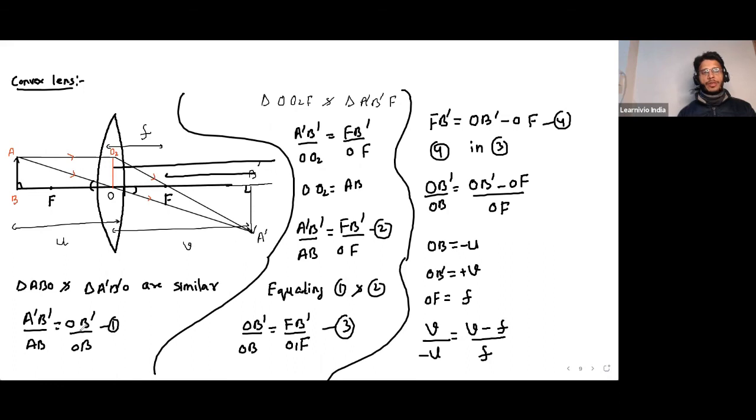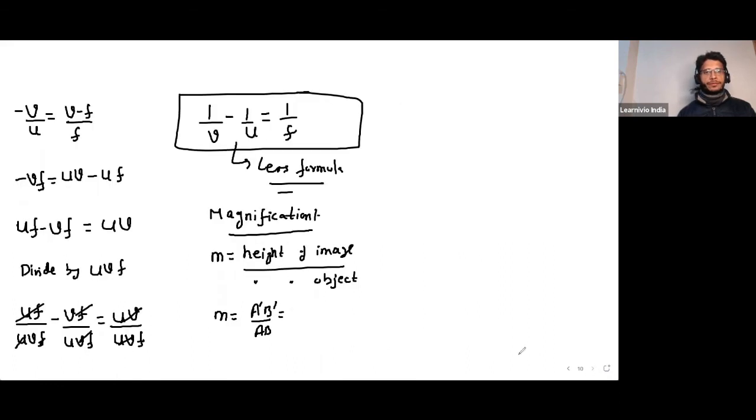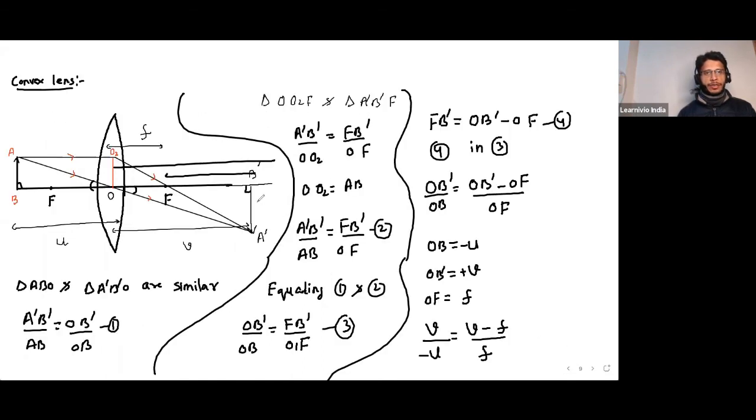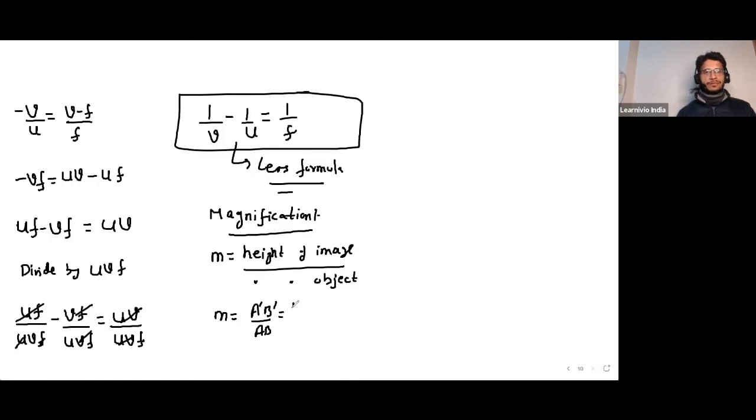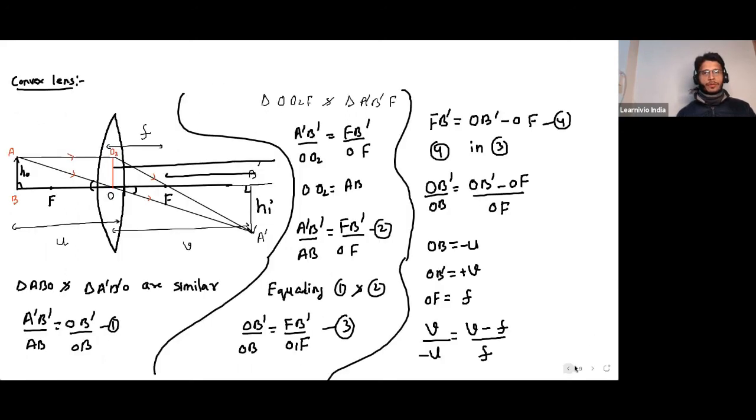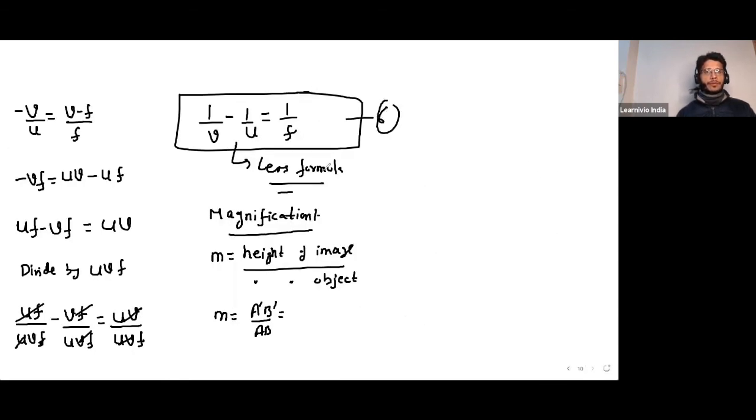And see here, A prime B prime by AB is OB prime by OB. This is height of image, and this is the height of object. See, image is inverted, it's upside down, so this hi is negative. So you can say this is minus of hi by AB, which is ho. So this was equation number 5, right? This is equation number 6.